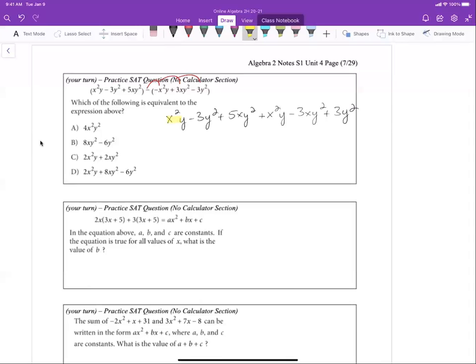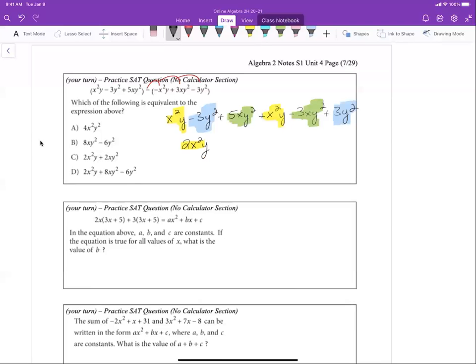So the first one is x squared y, and sure enough, I have another x squared y term. The second term I notice has a y squared. Do I have any more y squareds? Yes, I do. I have one here. What about xy squared? Sure enough, I have one here. So let's combine them all together. So x squared y has a coefficient of 1, and I have another one that has a coefficient of 1. So if I add them together, I will have 2x squared y.